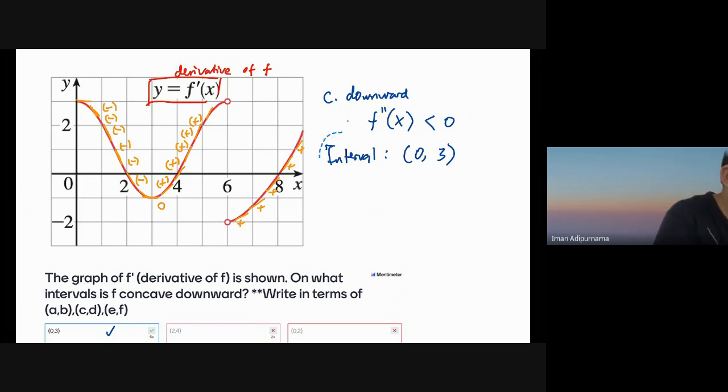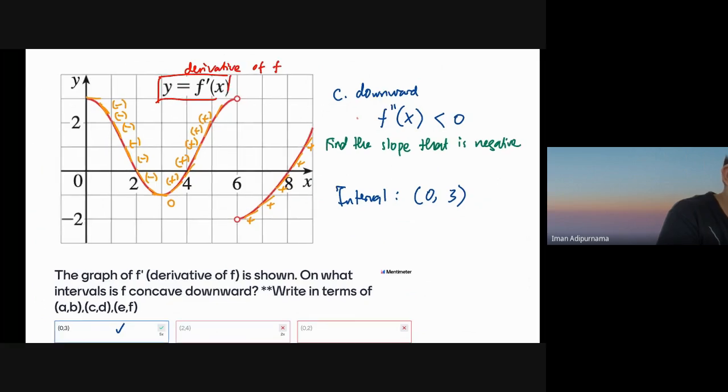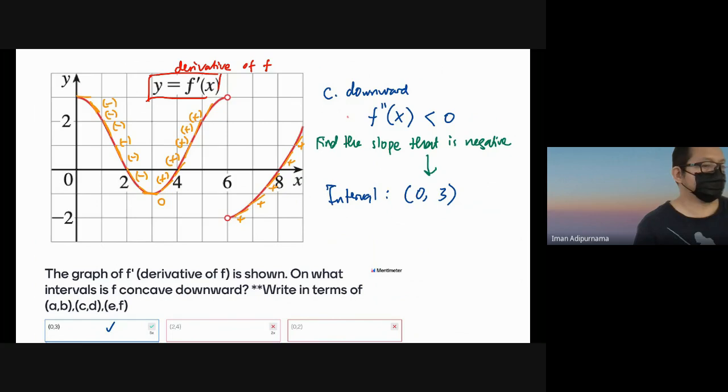What you need to find here is the slope that is negative, and we find that it is 0 to 3. Any questions from here?